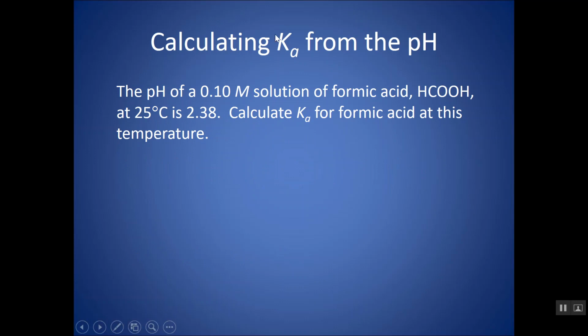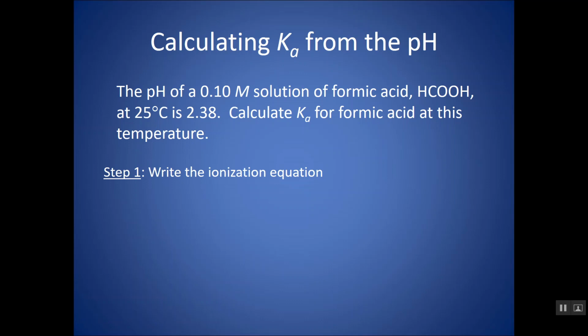I'm going to look at how to calculate Ka from the pH. So this problem is telling you the pH of a 0.1 molar solution of formic acid at 25 degrees is 2.38. And again, most of the time you're going to be at 25 degrees Celsius because we know the value of Kw at 25 degrees Celsius. Calculate Ka for formic acid at this temperature.